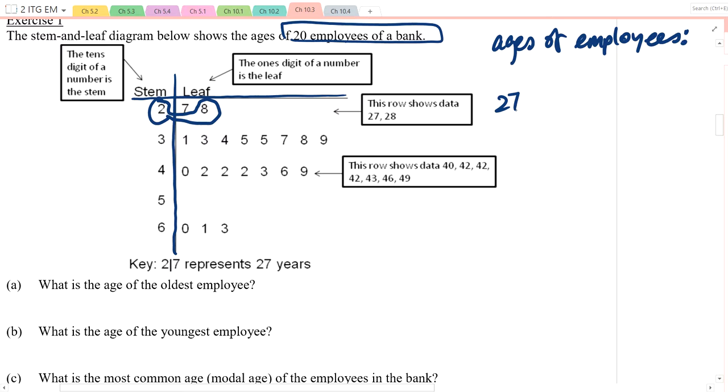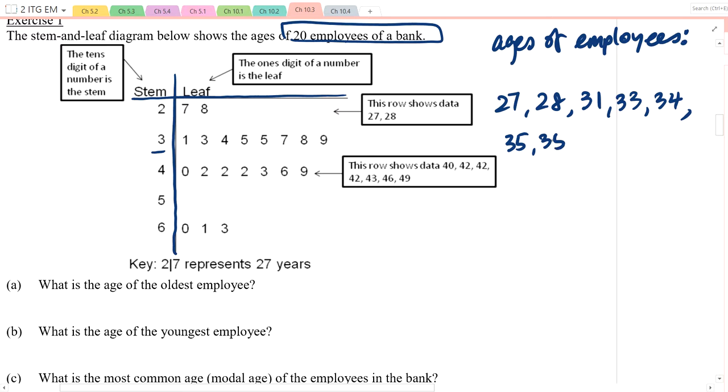If I were to list down all the ages of the employees, I've got 27, I've got 28, right? Can you tell me what is the next smallest age? 31. Okay, over here 31. What is the next age? 33, then 34, then 35, next. Oh, same age, is it? Yes, it is. 2 people are age 35. Next, 37, 38, 39, 40, 42, 42, 42.